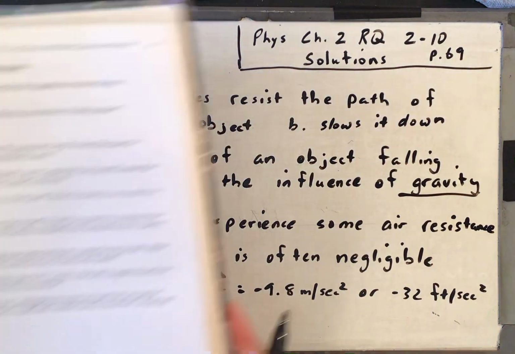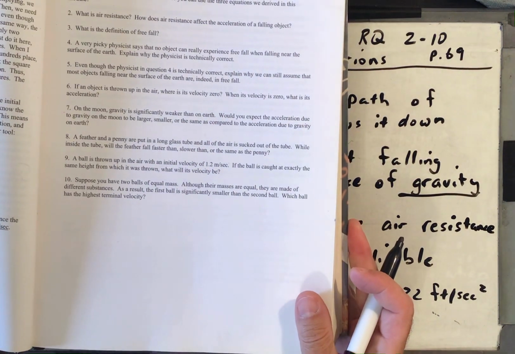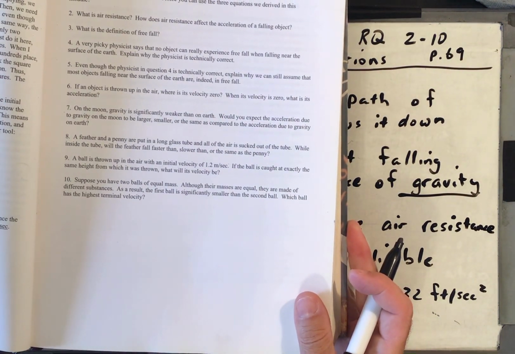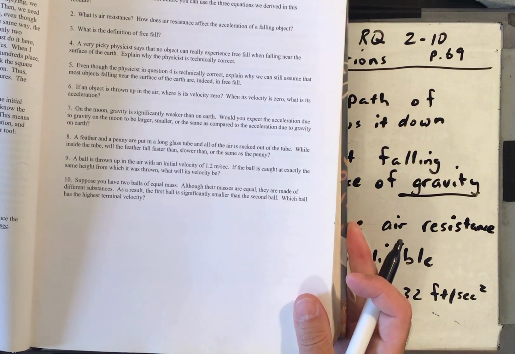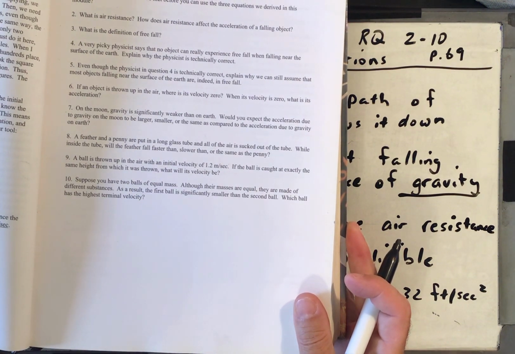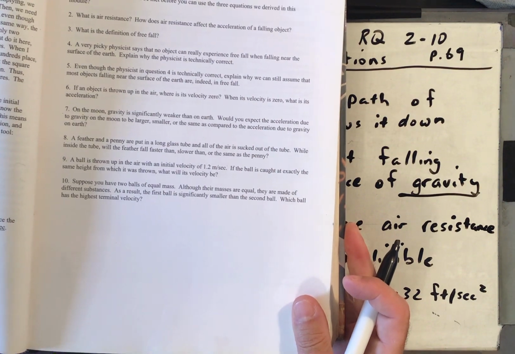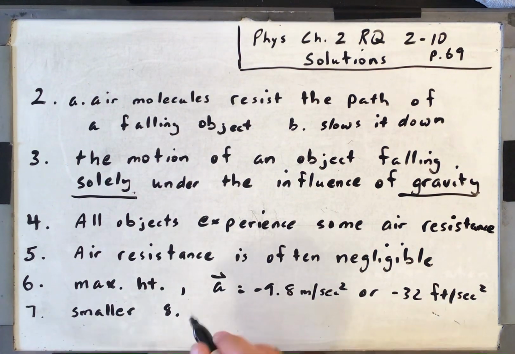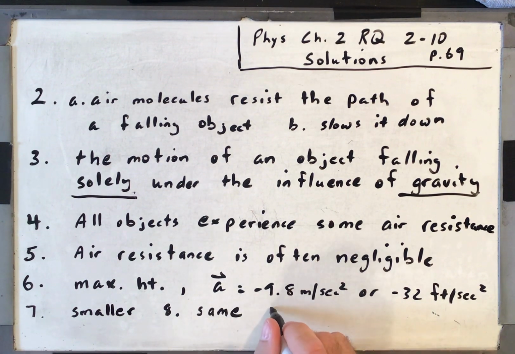Okay, number 8 says a feather and a penny are put in a long glass tube and all the air is sucked out of the tube. While inside the tube will the feather fall faster than, slower than, or at the same as the penny? And if it's in a vacuum, as you saw on the video with the bowling ball and a feather, they will fall at the same rate.